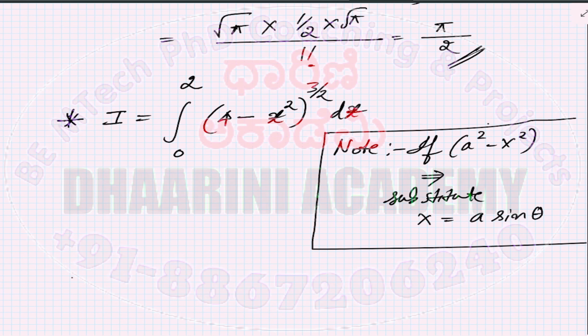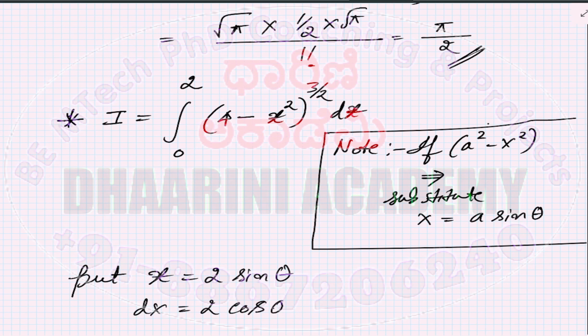This means I have to use the same logic. Put x equal to a sine theta. A is nothing but 2, so this is 2 sine theta. This means I have a dx in the given equation. So dx becomes equal to, sine theta differentiation is cos theta, and there is a constant 2 outside. So 2 into cos theta into d theta.